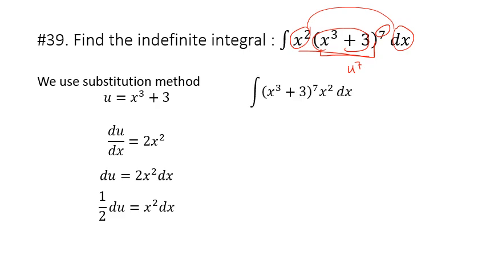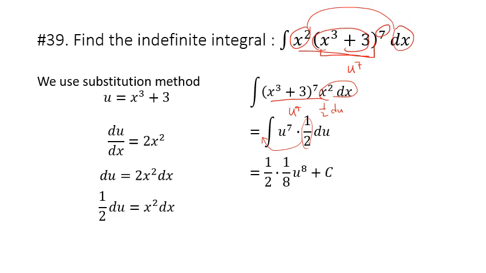So in the original equation, I just swapped the order. So this is u to the 7 and this is 1/2 du. I changed the x terms to u terms. So 1/2 is a constant, we can take it out. And u to the 7, going up in power, so 1/2 times 1 over 8, u to the 8 plus c. And we have to go back to x terms. You plug in x cubed plus 3, so 1 over 16, x cubed plus 3 to the 8th power plus c. This is our indefinite integral.